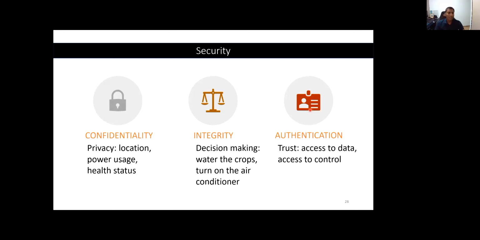In terms of security, the three major things that are needed are confidentiality. The data that the IoT device is sending should be sent in a privacy-preserving manner. Then integrity. Someone should not be able to tamper with the data. Then finally, authentication. If the data is coming from an IoT device, you should be able to verify the identity of that device, so that an attacker does not send you false data.